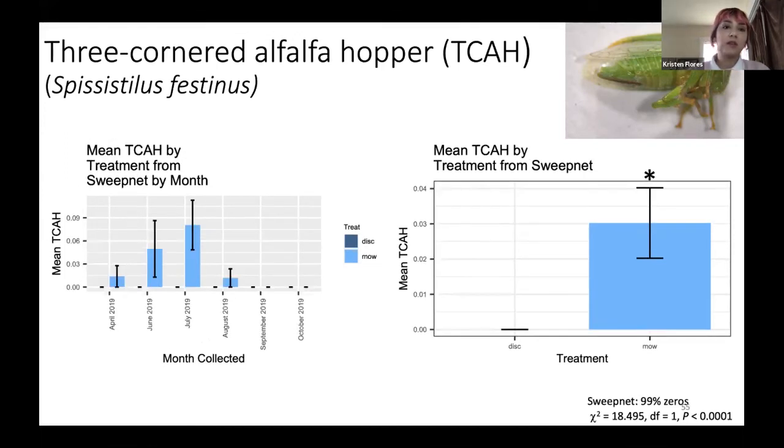Next are the results of Tika found in the sweep nets. The graph on the left shows the average number of Tika recovered on the y-axis and month on the x-axis, again with disc in dark blue and Moe in light blue. We can see that Tika was only found in Moe rows in the ground with ground cover. The graph on the right confirms this, showing that Tika was only found in Moe rows and none were recovered from the disc.